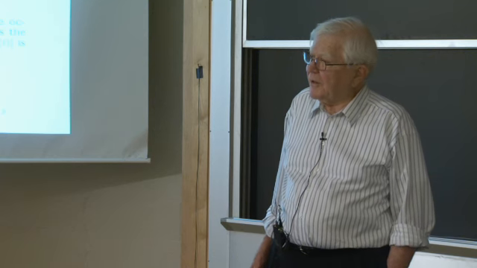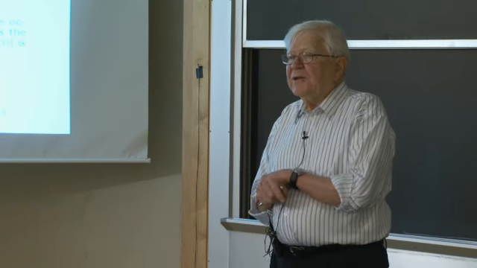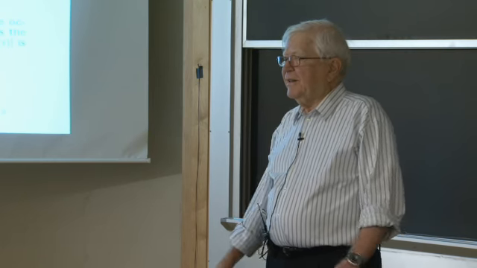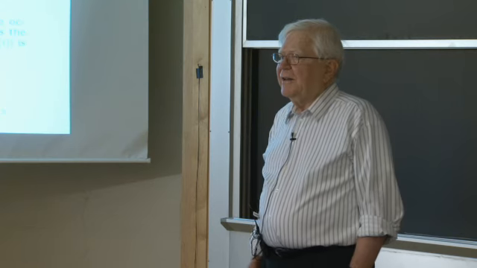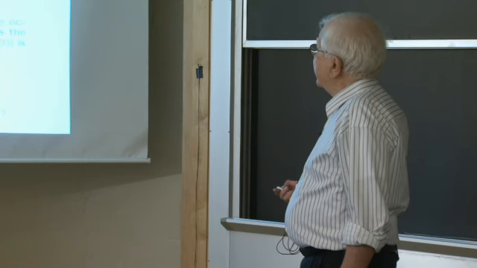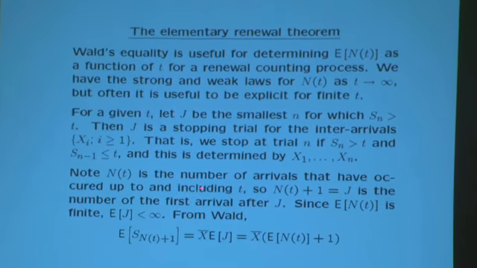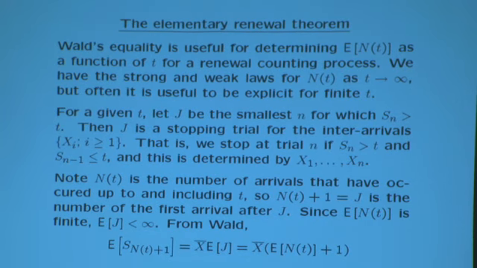You might want to know what its variance is too, but people who study renewal theory have spent an enormous amount of time trying to find the expected value of N of t. It's sort of the basic problem that people work on all the time. The elementary renewal theorem says a little more for finite times, and it actually says that the expected value of N of t over t in the limit is equal to 1 over X bar.